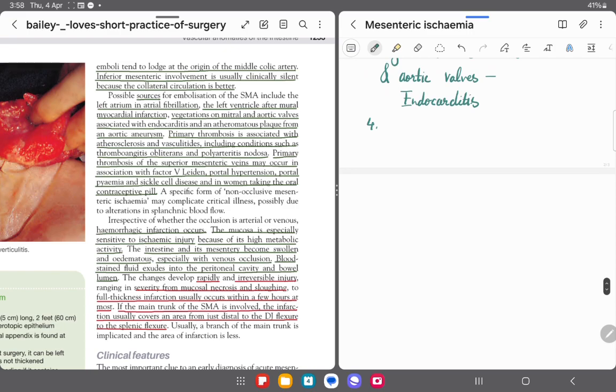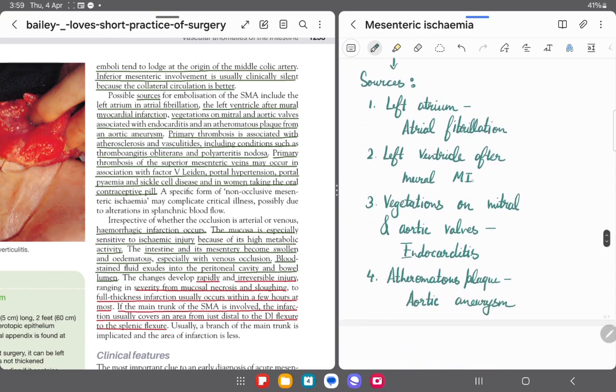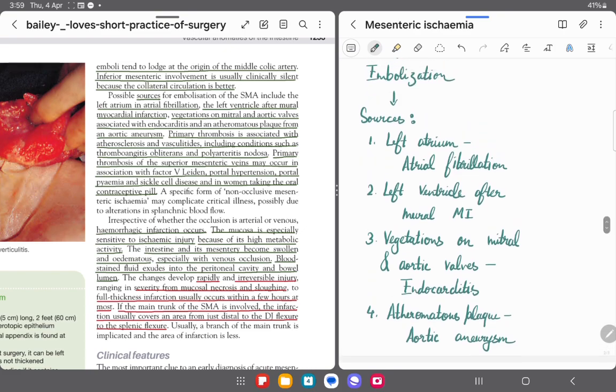Number 4 is atheromatous plaque from an aortic aneurysm. So these are the possible sources of embolization: left atrium in atrial fibrillation, left ventricle after mural myocardial infarction, vegetations on mitral and aortic valves in endocarditis, and atheromatous plaque from the aortic aneurysm.